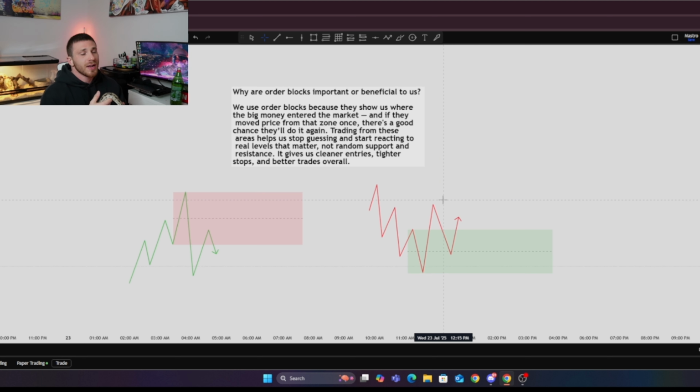I usually scale down to a lower time frame and look for continuation confluences for price to continue in that direction. But trading from these areas helps us stop guessing and start reacting to real levels that matter, no random support and resistance levels. It gives us clear entries, tighter stops, and better trades overall.